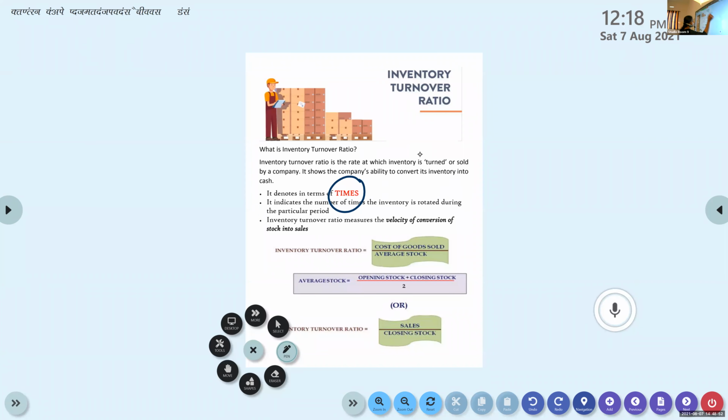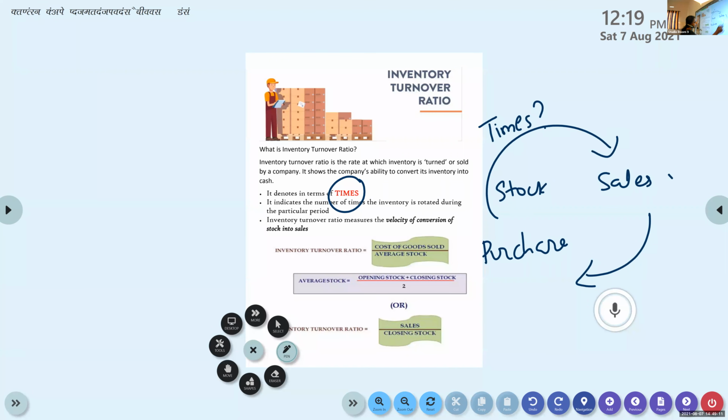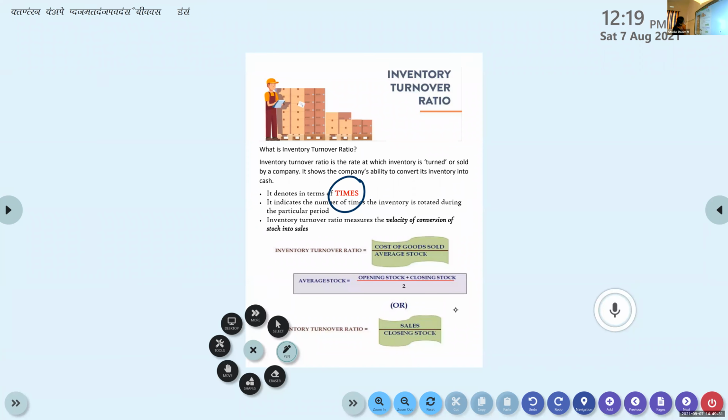So we are going to see how many times this is being done. This activity, this conversion of stock into sales. Again purchase, again sales, again purchase, again sales. So how many times this is turning around. How many times a business makes purchases and sells the goods. That is what we are going to find out in this ratio.